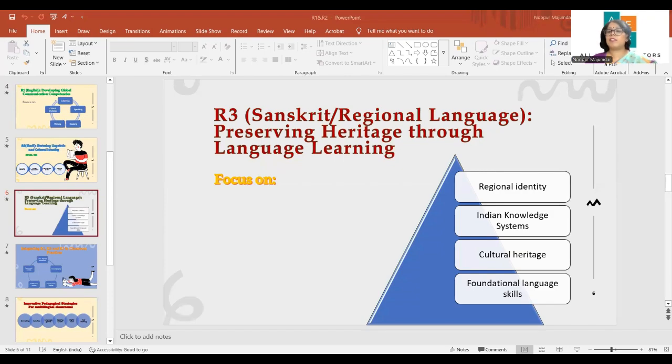The second focus is cultural heritage. I will be able to tell a lot of things about my culture. Every regional language reflects, I hope you all will agree, local tradition. They tell about the folk tales, the festivals, the songs, and the history of that particular area, right?